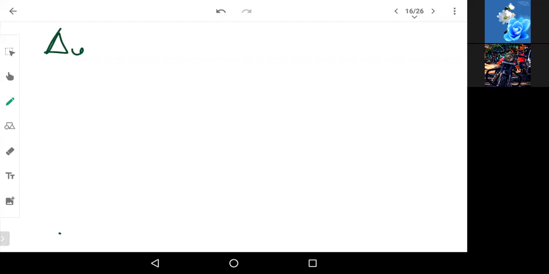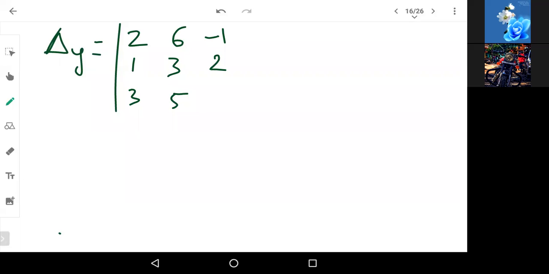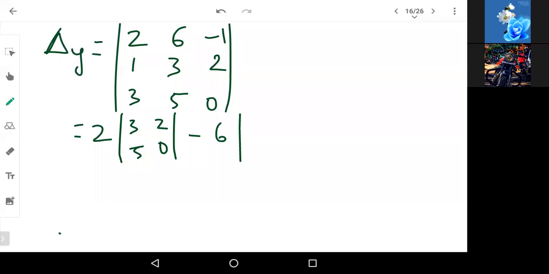So for delta y, the second column should change. The first column 2, 1, 3 will remain the same. The second column will be replaced by 6, 3 and 5. And the third column will remain the same, that is −1, 2 and 0. Now find out. 2 into (3 into 0 − 5 into 2), minus 6 into (1 into 0 − 3 into 2), plus of −1. The determinant is 1, 3, 3, 5.